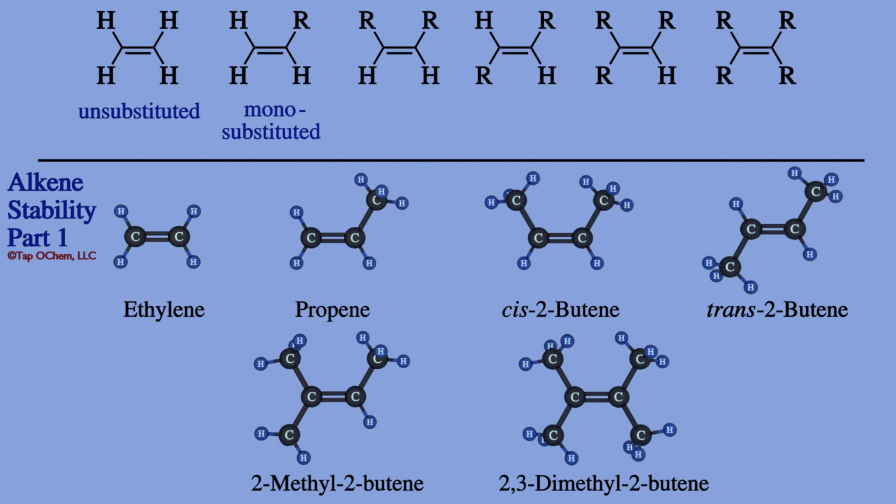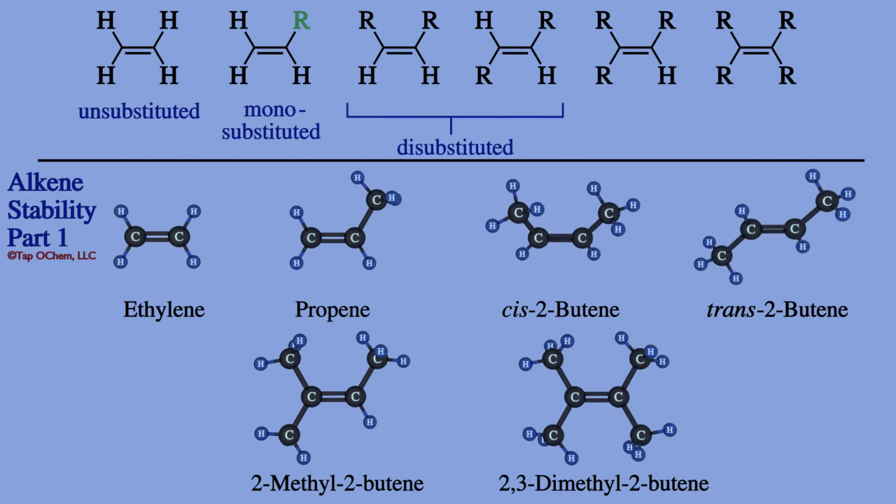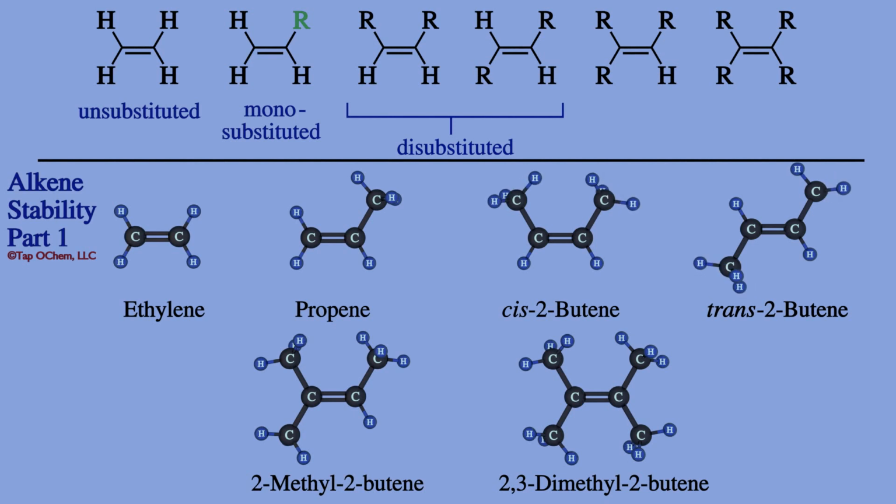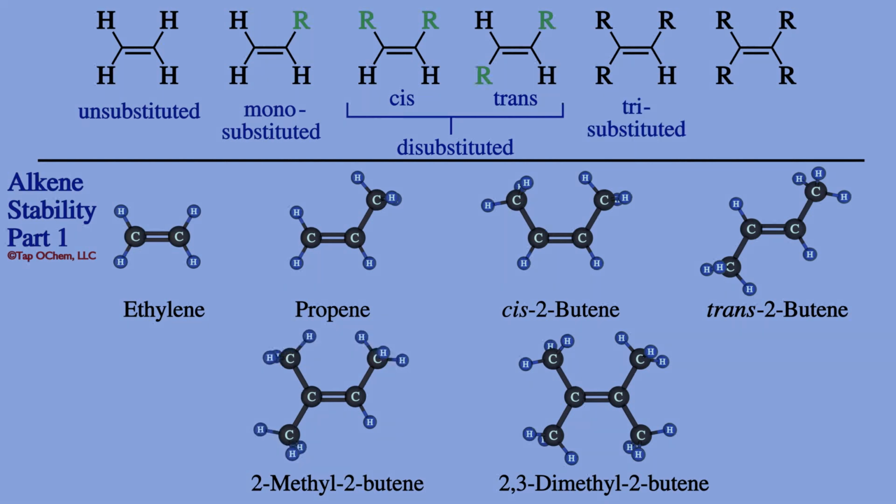Let's turn that R group's color on the top line drawing to green. A disubstituted alkene is one that has two alkyl groups bonded to the carbon-carbon double bond. Cis and trans 2-butene are disubstituted alkenes. Let's turn those R groups' color on the top line drawing to green. 2-methyl-2-butene is an example of a trisubstituted alkene. A trisubstituted alkene is one that has three alkyl groups bonded to the carbon-carbon double bond. Let's turn those R groups' color on the top line drawing to green.